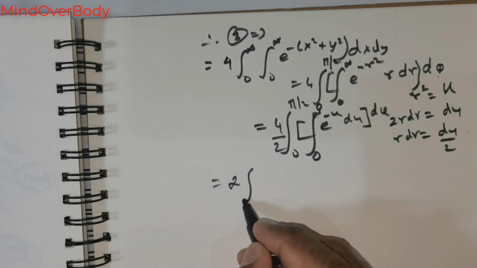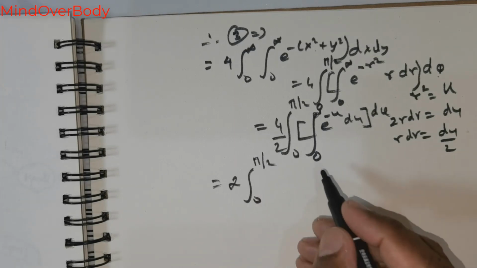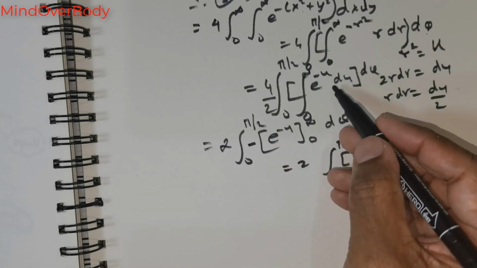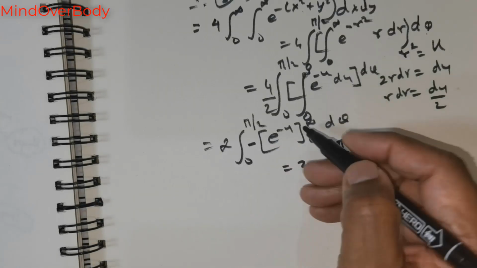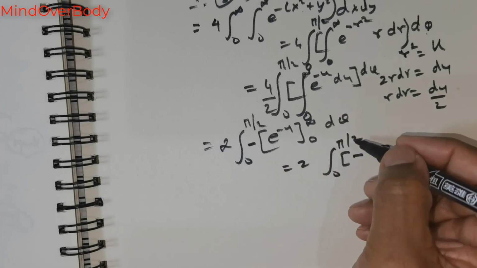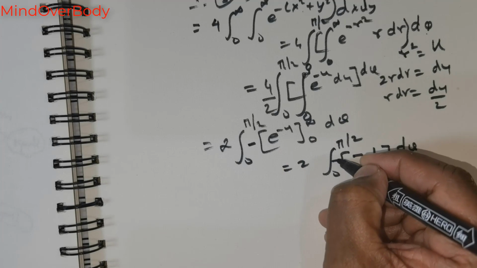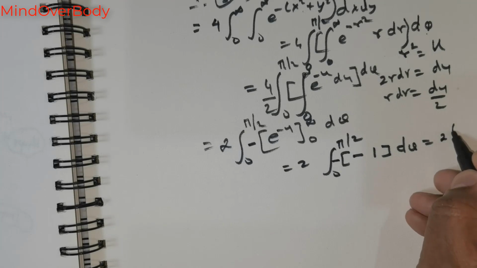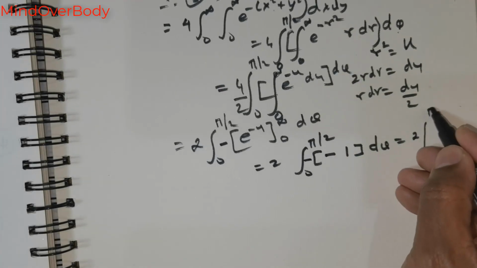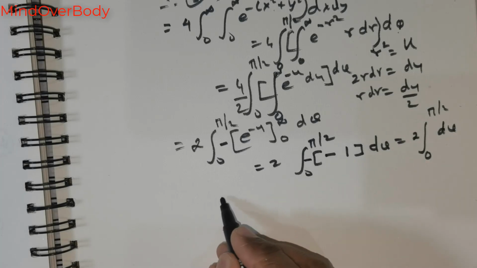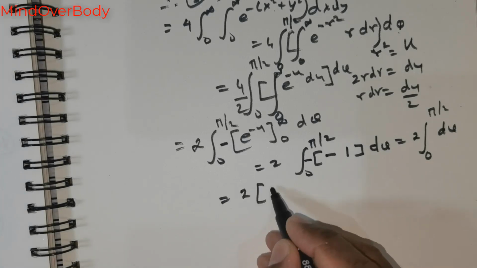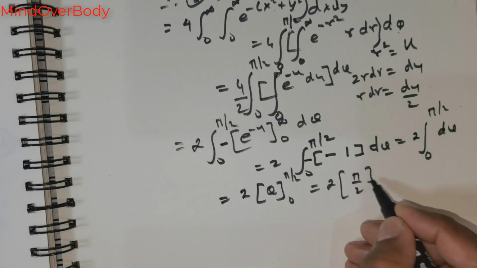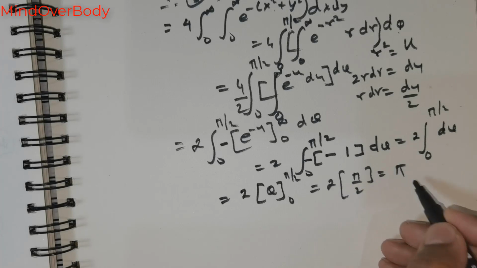So it's going to be 2 times the integral from 0 to π/2, and the integration of e raised to the power of negative u is going to be negative of e raised to the power of negative u, so there will be a negative sign here, and we need to cater to that sign also. So this is going to be 2 times the integral from 0 to π/2 of dθ. This is equal to 2 times θ from 0 to π/2, which is equal to 2 times π/2, which is equal to π. So this is what we've got.